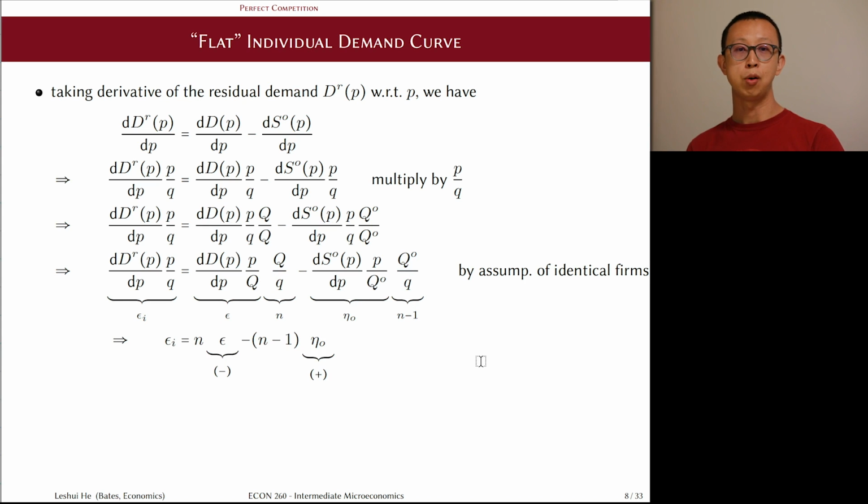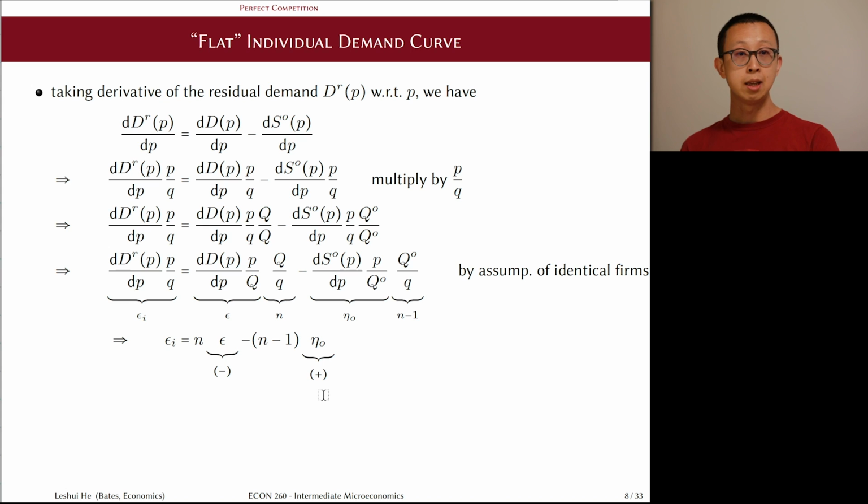We can pack up all these terms into this expression in the form of elasticities. And what we have here is the price elasticity of the residual demand for one individual firm is equal to the number of firms in this market multiplied by the price elasticity of the market demand, and then minus n minus 1 times the price elasticity of supply of all the competitors. Note that the epsilon is negative because of the law of demand.